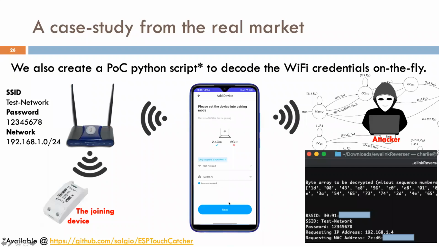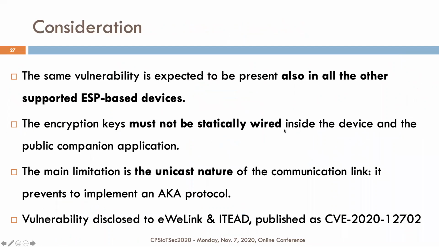To demonstrate the feasibility of the attack, we created a proof of concept script to decode the Wi-Fi credentials on the fly. The script is based on the automaton that we presented earlier. And this is a basic test bed that uses a Wi-Fi access point, the mobile application, a smartphone, and the joining device. You can see that the application, this is a screenshot from the command line application, is able to decode and decrypt the Wi-Fi credentials.